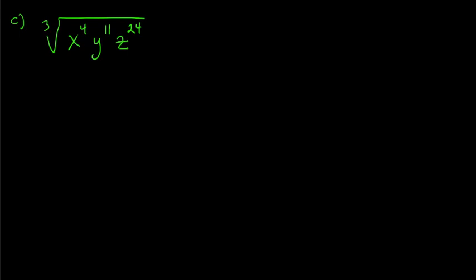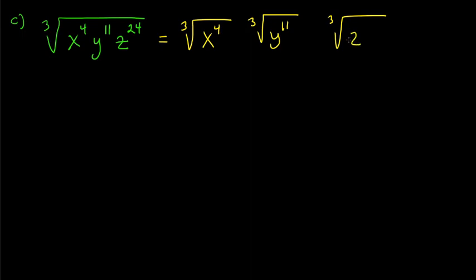Okay, so part C, we have the cube root of x to the 4, y to the 11, z to the 24. So let's just break it apart. Cube root of x to the 4, cube root of y to the 11, times the cube root of z to the 24. All right, so right now we're looking for powers of 3 instead of powers of 2 because it's a cube root.